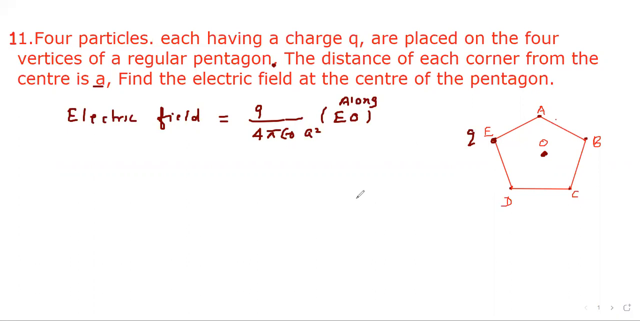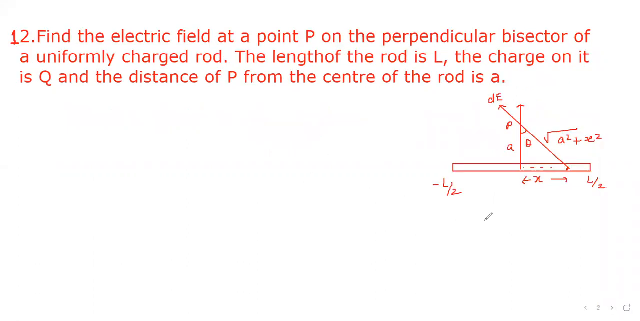Now, consider the next question. The next question says, find the electric field at a point P on the perpendicular bisector of a uniformly charged rod. The length of the rod is L, the charge on it is Q, and the distance of P from the center of the rod is a. Suppose the center is point M, so MP equals a, and this is the charged rod.